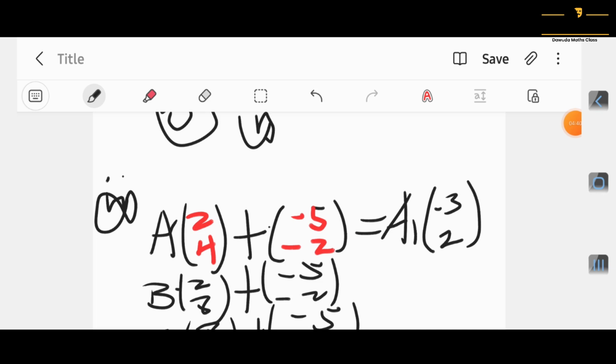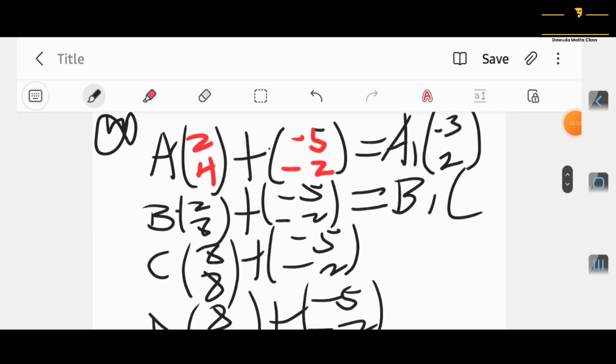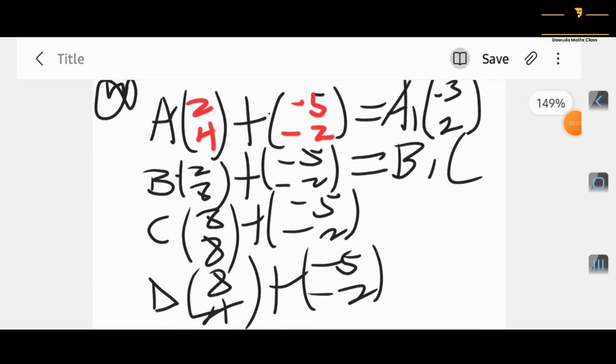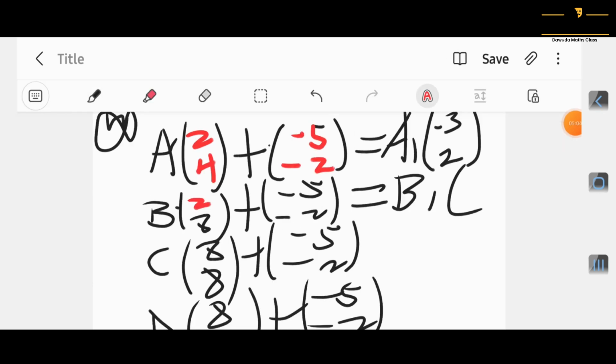Let's go to B1. So B1 will be equal to the point 2 minus 5, which will give you -3. And 8 minus 2 will give you 6. So you have -3, 6 as the point for B1.